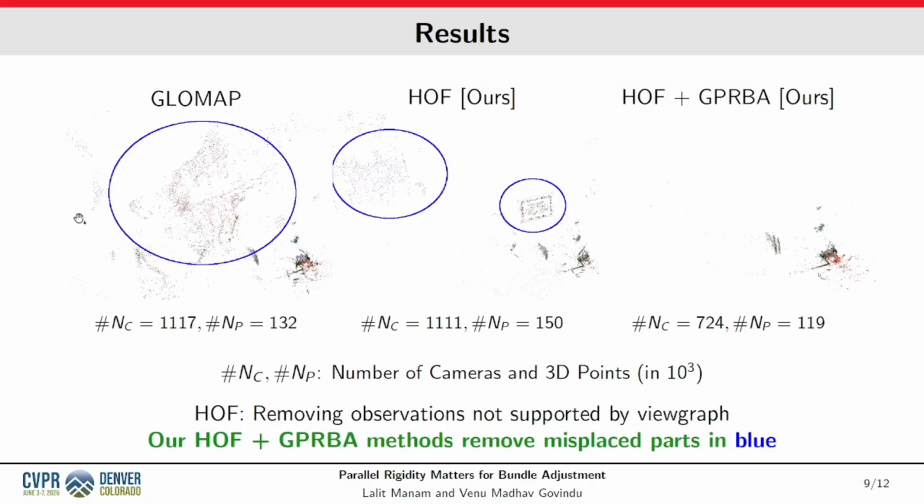Here we present the results. In the left figure, we show the same dataset with the misplaced 3D points. In the middle figure, we remove the observations that are not supported by the view graph. These observations exist because we remove the camera-3D point edges due to handling of outliers. But removal of such observations doesn't lead to clean reconstructions. Our method, which uses the four-length loops to check for the parallel rigid graphs in bundle adjustment, leads us to removal of these misplaced parts, thus giving clean reconstructions.